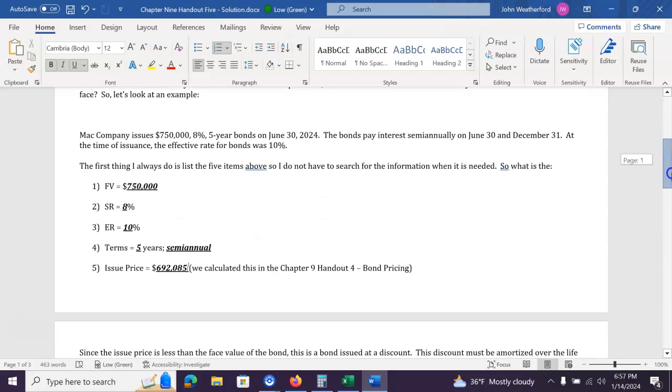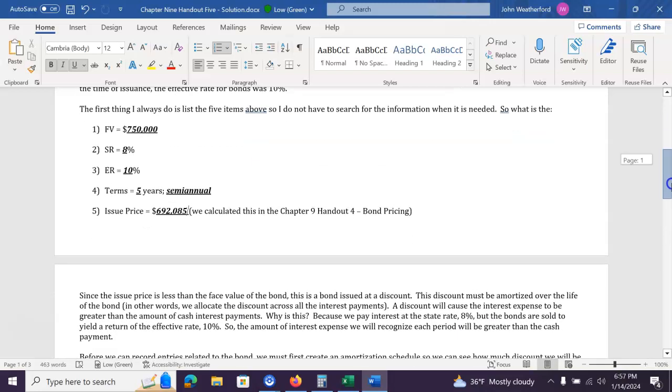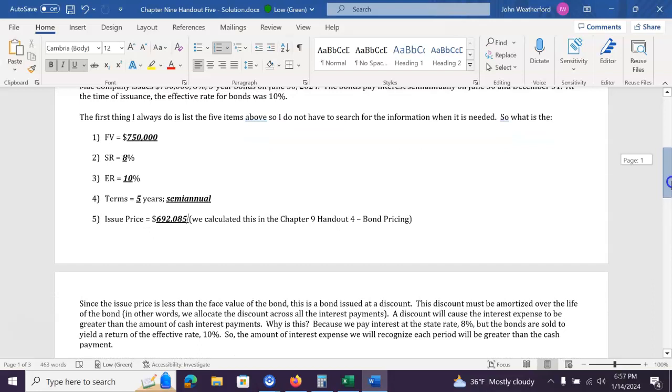Since the issue price is less than the face amount, the bond is issued at a discount. We've talked about that. The discount must be amortized over the life of the bond. Now, this is new for us. In other words, we must allocate the discount across all of the interest payments, so it's amortized over each interest payment period.